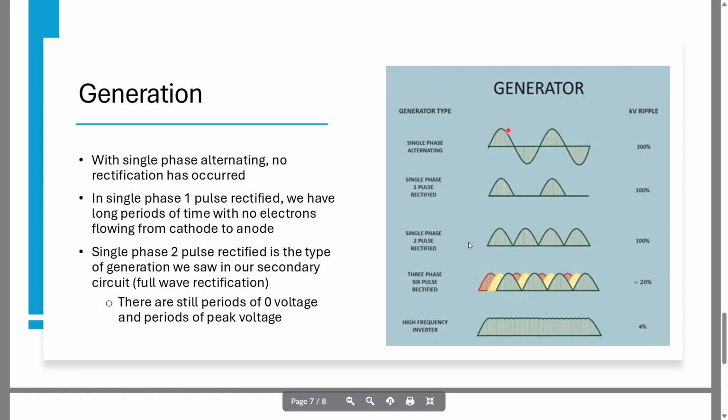This is what we typically see with rectification. With just the diode level, we're just flipping those curves like we saw here from that negative side of the sine wave to the positive side. So we're just flipping those curves over. But we're still having points in our curve that are at 0 voltage and those that are at peak voltage. So still at 100%.